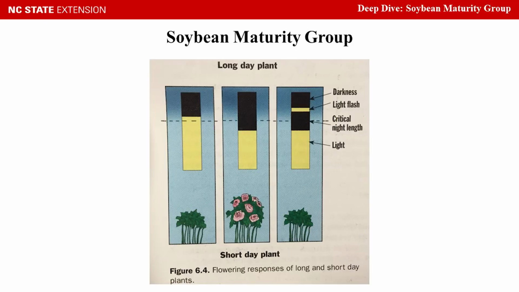In this depiction, you can see the critical length of night, and that critical length of night changes depending on what your soybean maturity group is. When you don't have the critical length of night, the beans will not flower. When you've got it, they will flower. Temperature interacts with this, but this is a generalization. If you've got some interruption in night length, they will not flower.